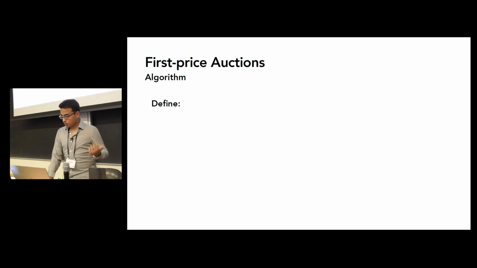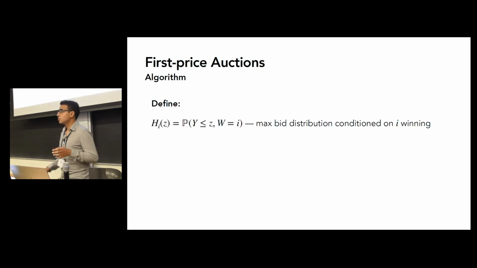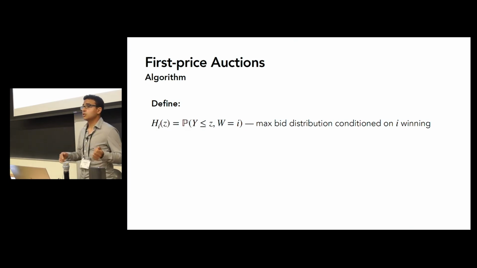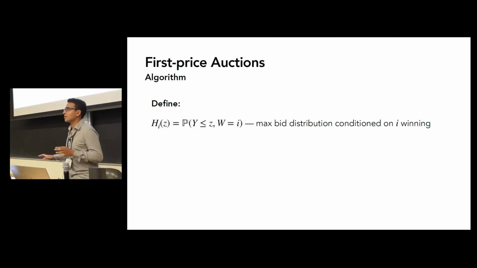So to explain how it works, I'm first going to define two distributions. The first of these is capital H sub I. I'm just going to define it as the probability, this is like the CDF of a distribution, that the winning bid is below Z and agent I wins the auction. So this isn't actually a CDF, because when you evaluate it at 1, you don't get 1. But if you renormalize it, it's a CDF. And we'll think about it as a CDF for now.